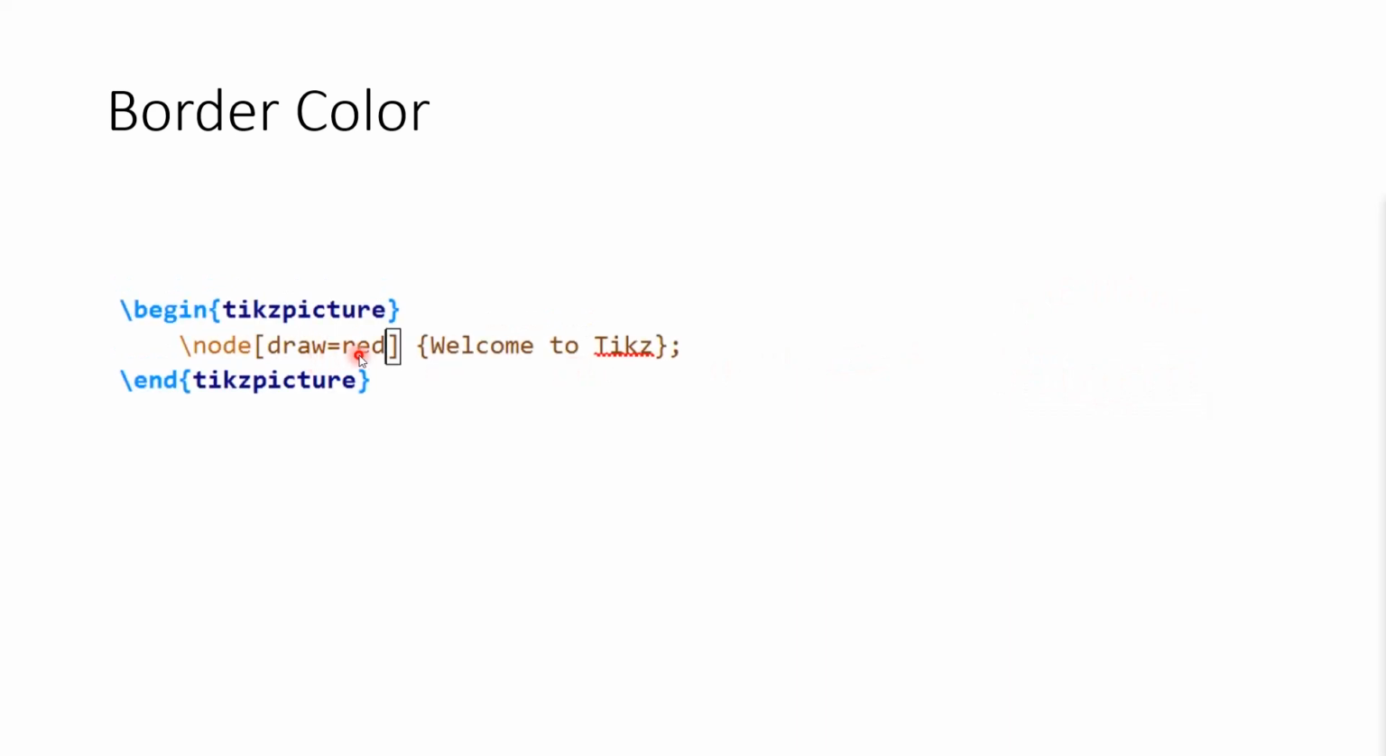How to change the border color? Specify the value of the color. draw=red. Now the border color will be red.